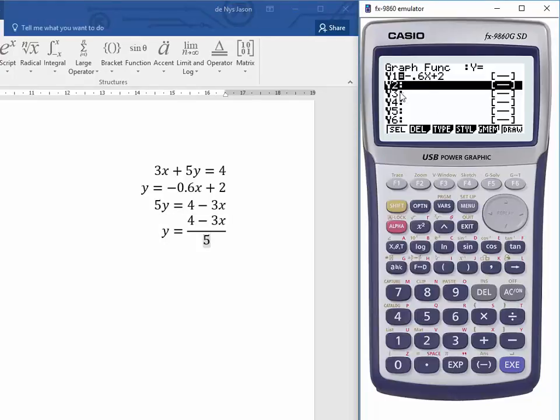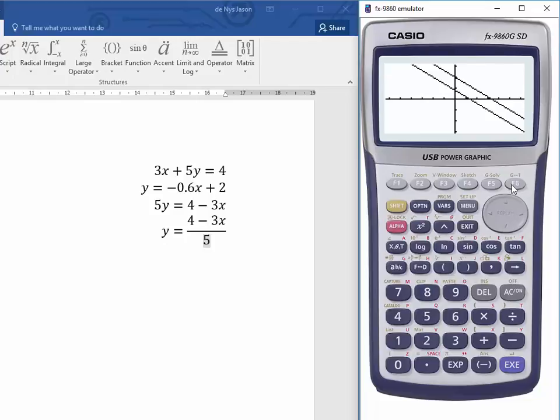Now let's see how that goes when I put this into the calculator here. So if I try putting this in, y is equal to, can I put a fraction in? I can. So let's put in brackets, 4 take 3x, close the bracket, hit the fraction key, put a 5 in. Okay, so that's 4 take 3x over 5. Let's see what happens when I hit execute and draw.